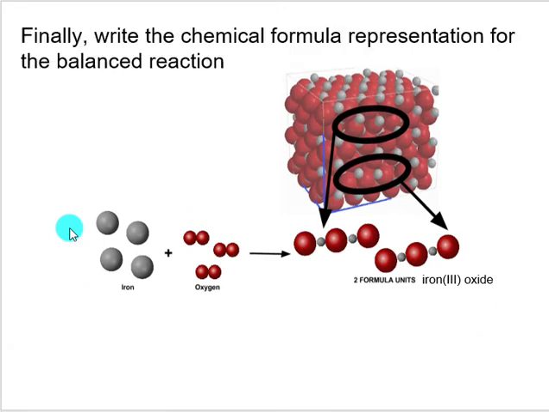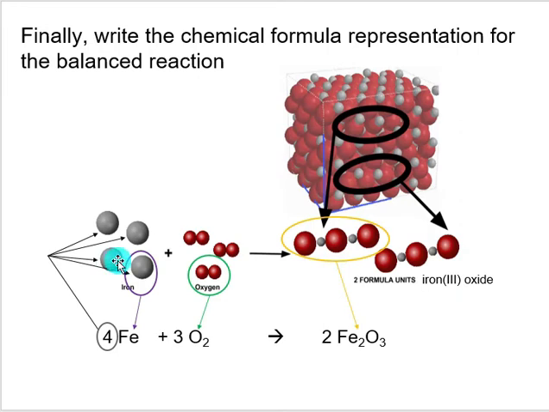Now, if I wanted to write the chemical formula representation, I'm simply counting them up. So to represent 1 particle, I'm going to say this 1 particle is described as iron, so I'm going to put the chemical symbol of iron, Fe. This is oxygen, but there's two of them together, so I need that subscript of 2. So I'm representing one of these as O2. So the chemical formula is kind of describing what one particle looks like. So in this case, I have 2 gray, Fe2, and 3 oxygen.